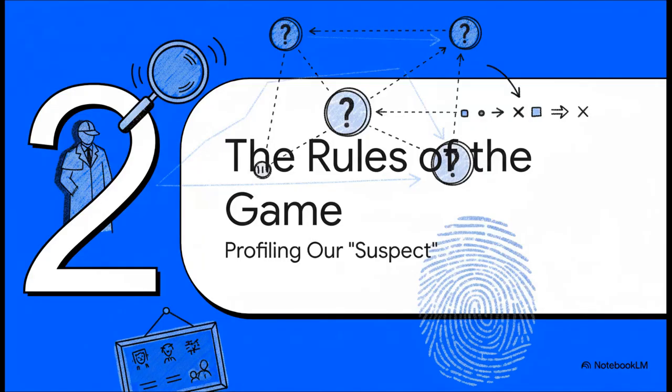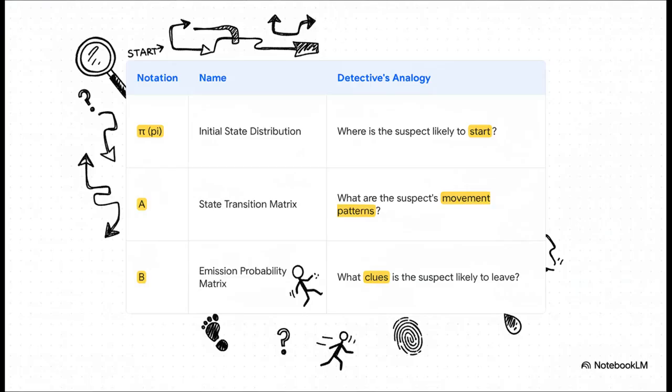Now, before any good detective can solve a case, what do they need? They need to understand their suspect. They need to build a profile. And in the world of HMMs, that means we need to understand the 3 key probabilities that define the behavior of our hidden process. Think of this table as our detective's case file. First up, we've got pi. This tells us where our suspect, our hidden process, is most likely to start its journey.